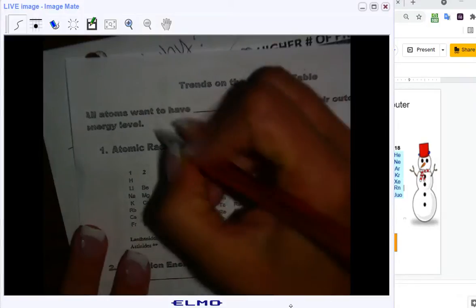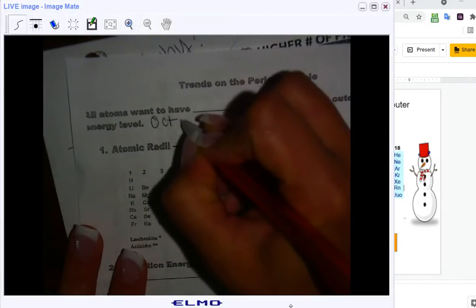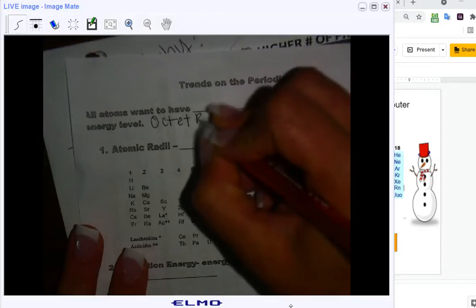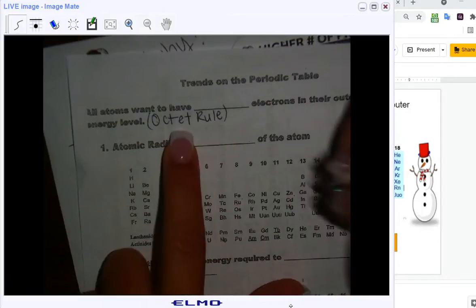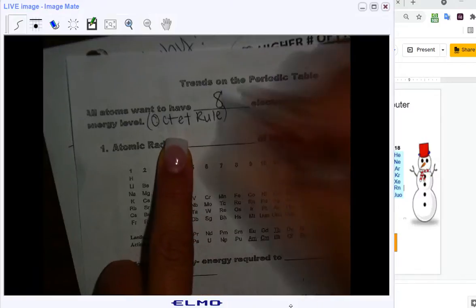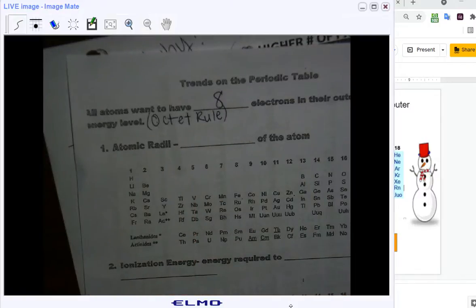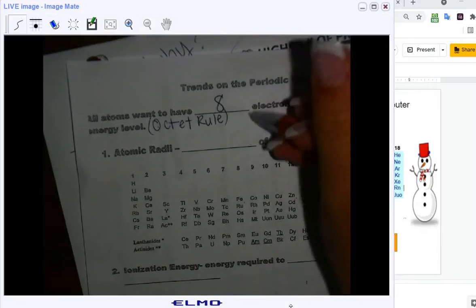So it's called the Octet Rule. So what does that tell you? 8. Yep. So write Octet Rule down here. That's going to be important when we get to bonding. So the magic number is 8. For the most part, everybody wants 8. You saw yesterday when we were dealing with helium, that only needed 2, but don't worry about any of those exceptions. The general rule is 8.